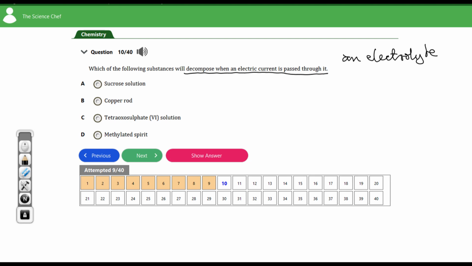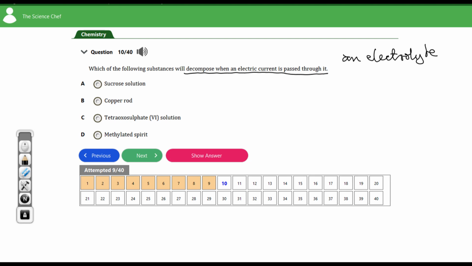And it does not just allow current to pass through it, it gets decomposed in the process. And why does it allow current to pass through it? Because of its mobile ions. Its mobile ions enable it to conduct electricity, to carry charges from one point to another.